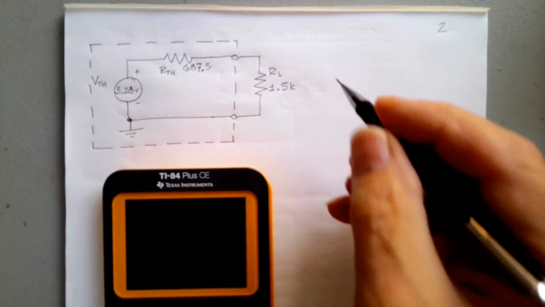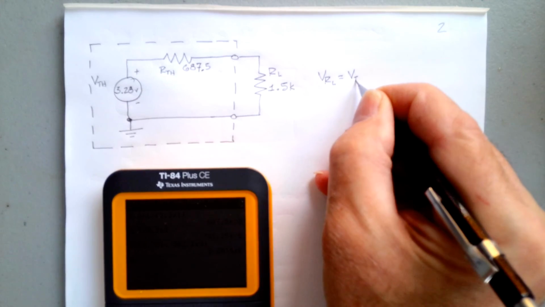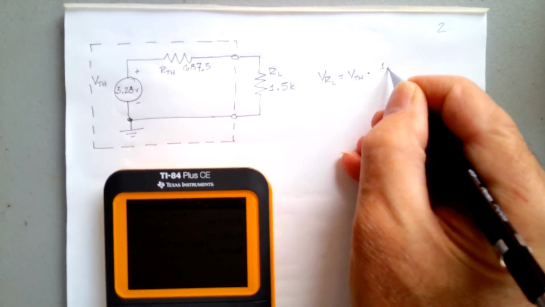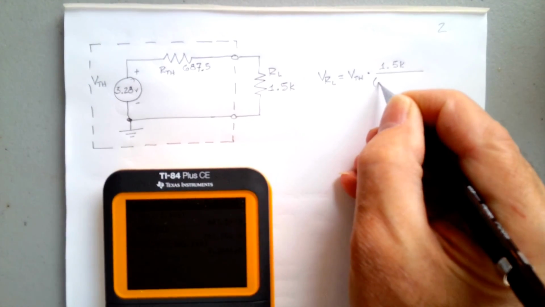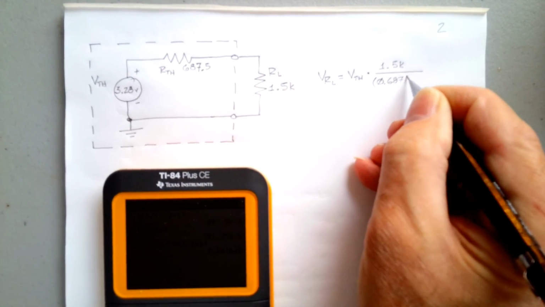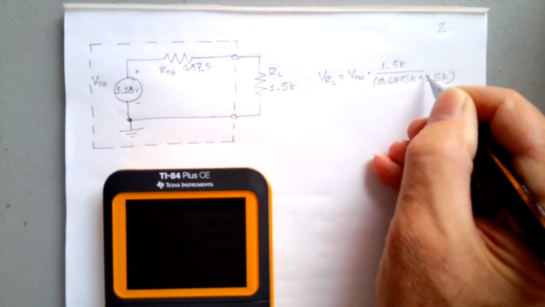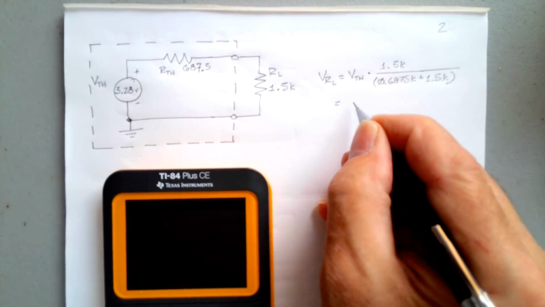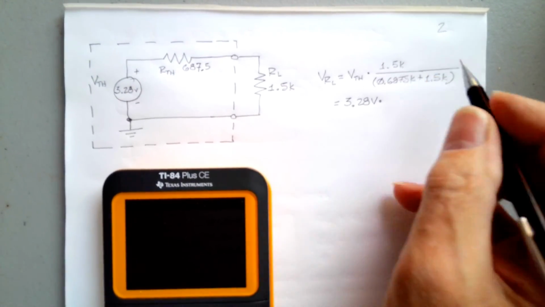And so we can do a simple voltage divider calculation here. And we can say that VRL is equal to VTH times 1.5K over, I guess we could write this as K, 0.6875K plus 1.5K. And so that's equal to 3.28 volts times this thing.